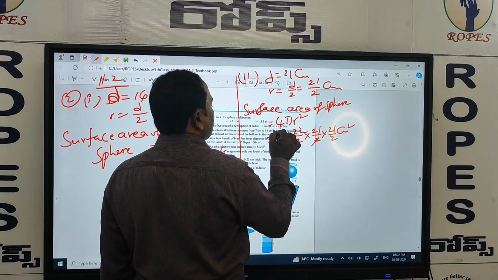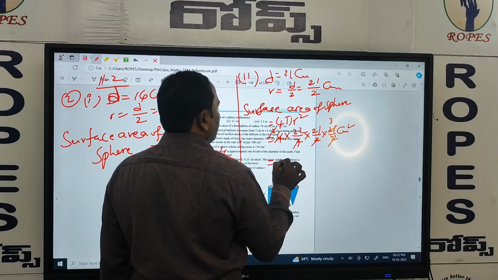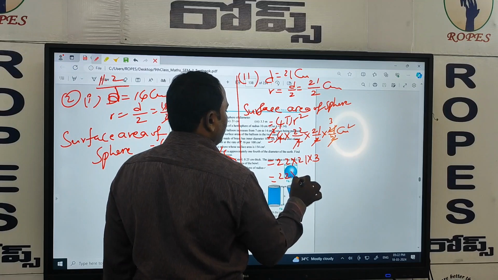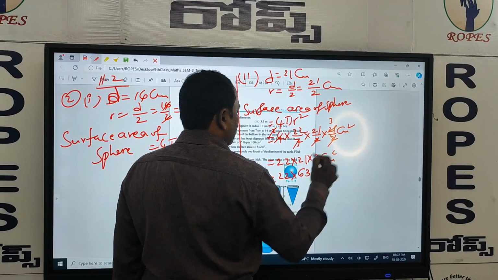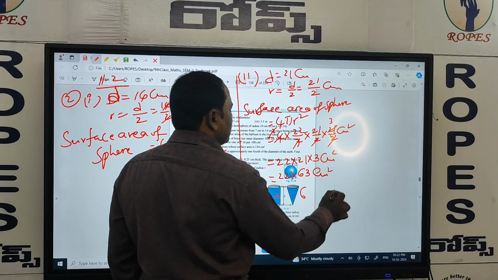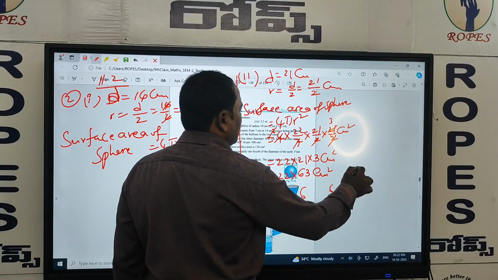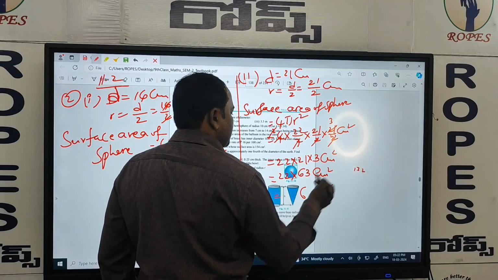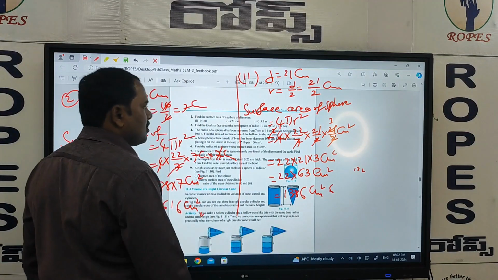Here, 2 1s are 2, 2 2s are 4, 2 1s are 2, 7 1s are 7, 7 3s are 21. Then 22 into 21 into 3, that is equal to 22 into 63 centimeters squared. 22 3s are 66. 22 6s are 132 plus 6, 138, so 1386 centimeters squared. So this is the one.